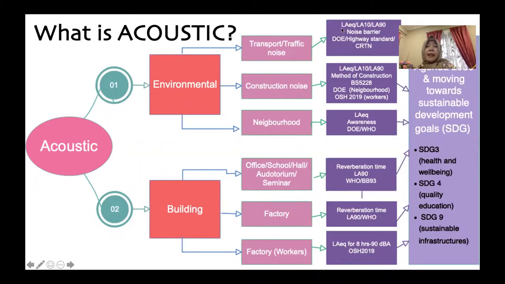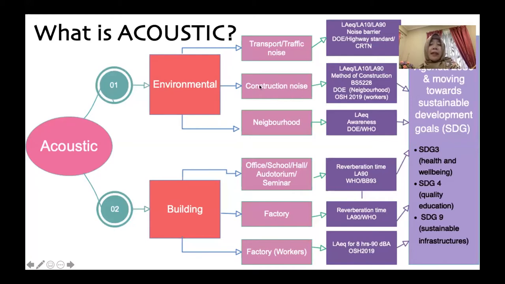Then the index of noise. Usually, we use LAEQ. LAEQ is the equivalent noise. LA10 and LA90. So this is the index that we use if we want to treat the environmental noise. The second one, for example, construction. If we have a problem with the noise from construction, or for example, we are a project manager at the construction site.